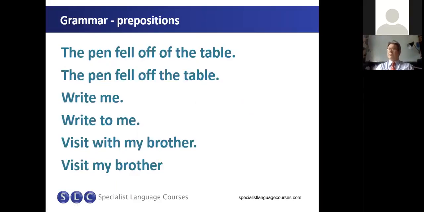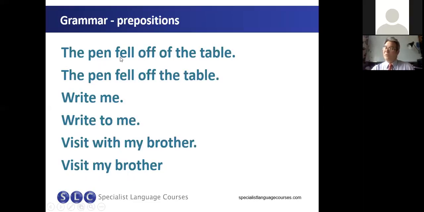Moving on, some more grammar. Prepositions. Prepositions seem to cause endless problems with writing in particular. All of these are differences. So the pen fell off of the table, or the pen fell off the table. I guess it's clear what the meaning is with this. We're describing a pen which is no longer on the table, it's gone downwards to the floor. Who did it or why it fell, we don't know. But both of those sentences explain that the pen left the table and went downwards.